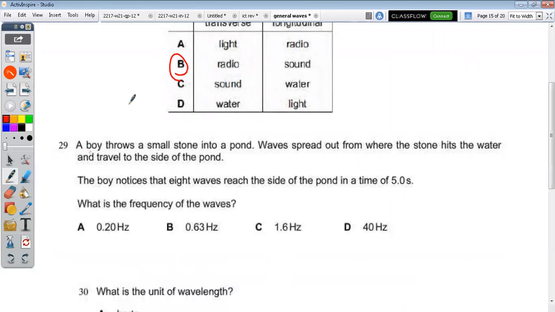Now a boy throws a small stone into a pond. The waves spread out from where the stone hits the water and travel to the other side. The boy notices 8 waves. What is the frequency? So use your calculation I told you. From the definition, you should be able to calculate here. What's the correct answer for the frequency?